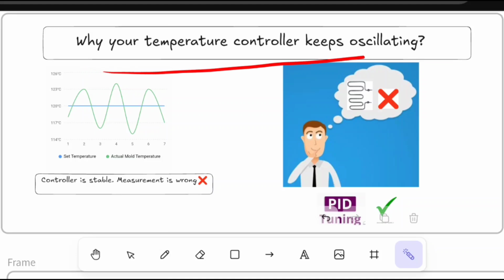Why does a temperature controller keep oscillating? A temperature controller reaches the set point, then shoots above it, then below it, and keeps repeating. Most engineers blame the heater. The real problem may be PID tuning.